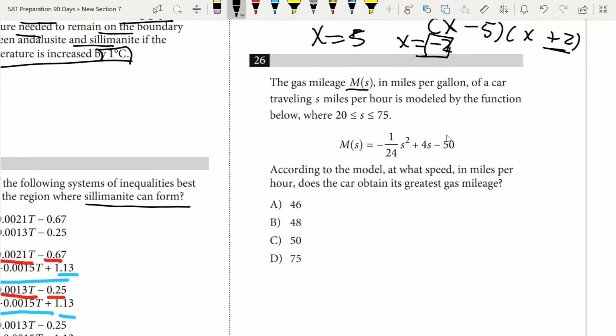Okay, the gas mileage M(s) in miles per gallon of a car traveling s miles per hour is modeled by the function below. We know s has to be between those two numbers. Now we're given M of s. According to the model, at what speed in miles per hour does the car obtain its greatest gas mileage?